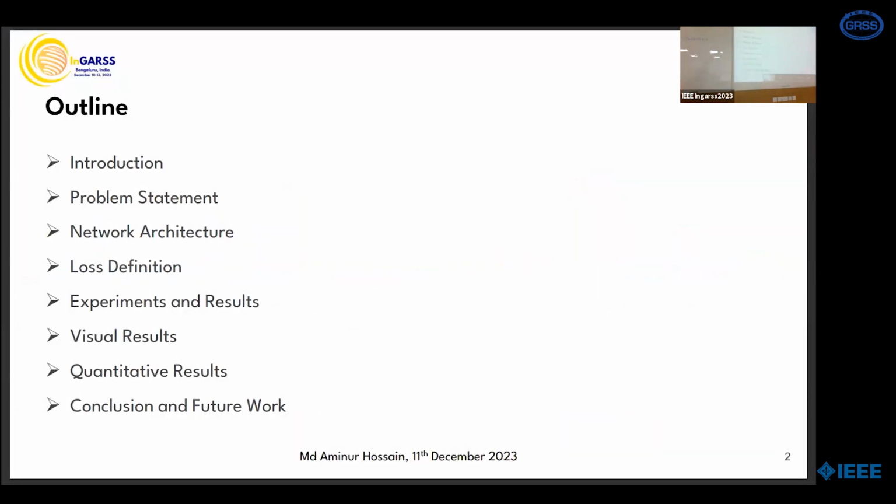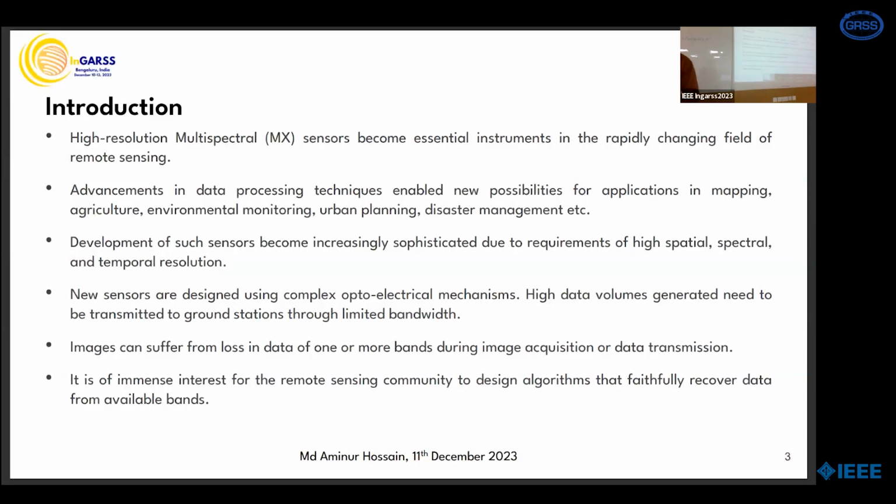So this is my outline of the presentation. I'll talk about the introduction of our work, and then the problem statement, what we have used for our deep learning based techniques, and then loss definition, and then visual and quantitative results on this.